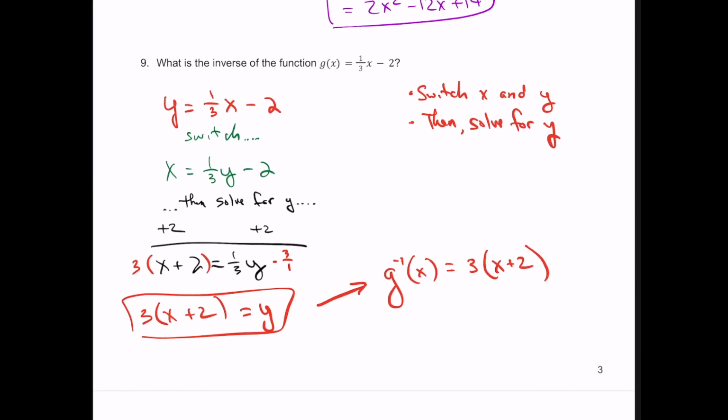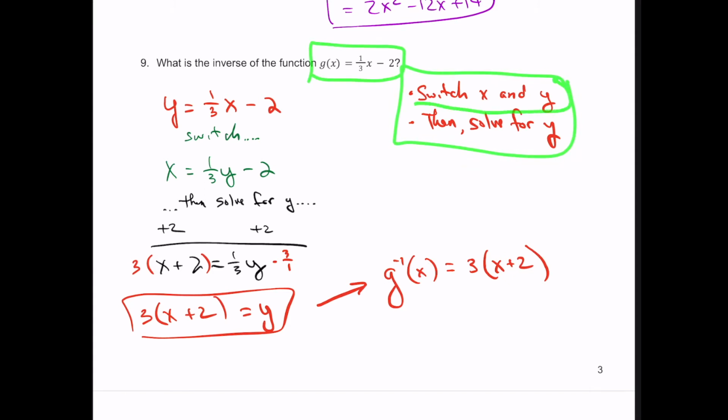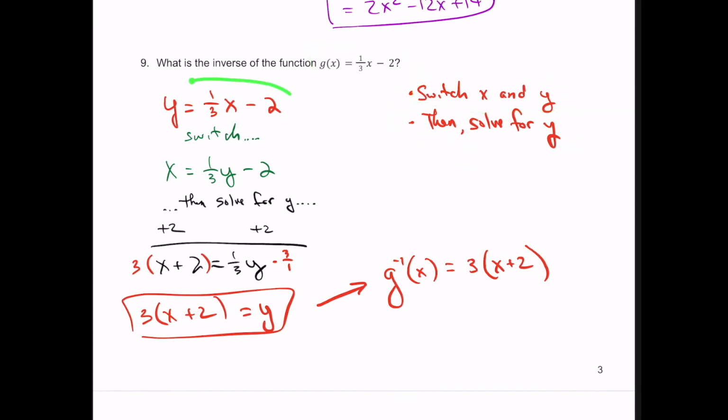All right, finding inverses is really easy. Here's the steps over here. You take the original function and you switch the x and y. Okay, so here's the original function, and then you see how the y became x and the x became y. That's what I mean by switching the x and y's.